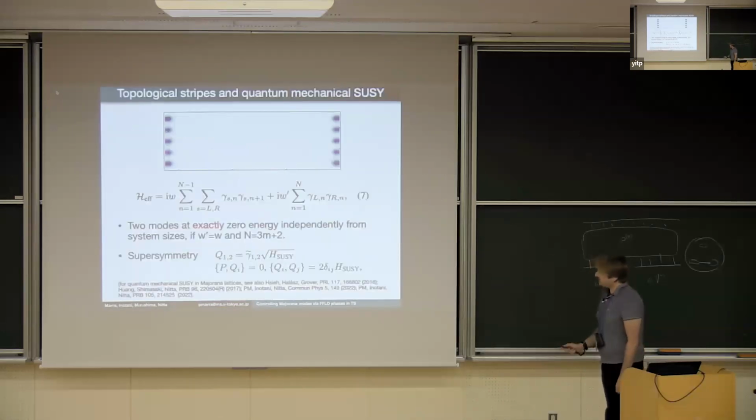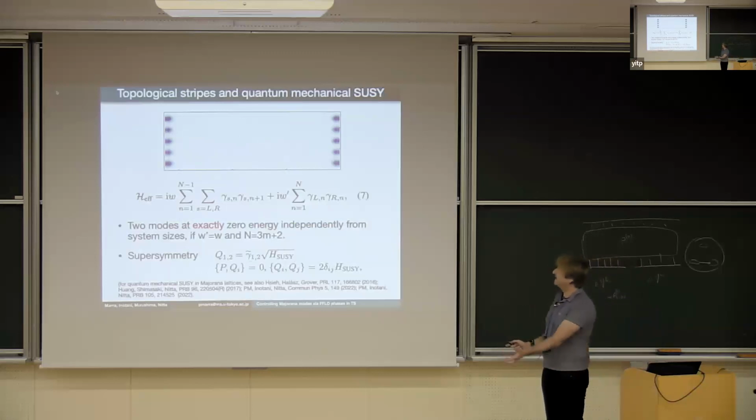So you can describe all this system by an effective Hamiltonian. You forget about all the superconducting parameters, and you say just, okay, the low energy physics is described by these Majorana operators, on the left and on the right. So you have this coupling on the same side and the coupling W between left and right.